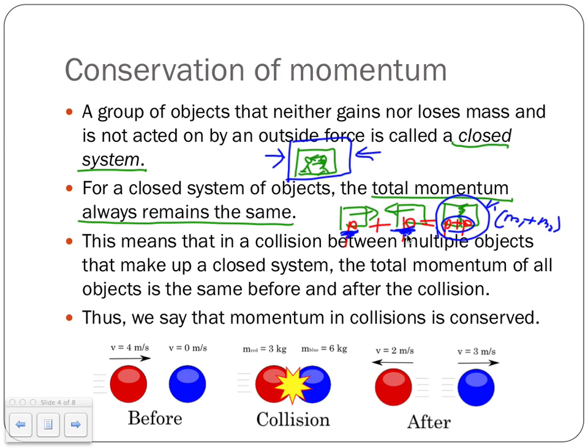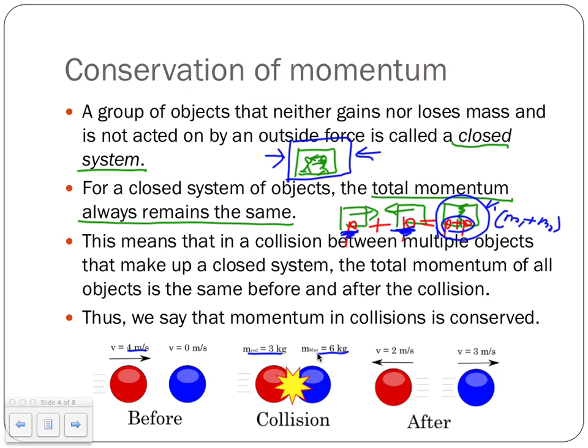So let's actually work this out with numbers. At the bottom here, we have a red ball and a blue ball. We have a stationary blue ball. It's going to be hit by a red ball, which is moving at 4 meters per second. The red ball has a mass of 3 kilograms. The blue ball has a mass of 6 kilograms.